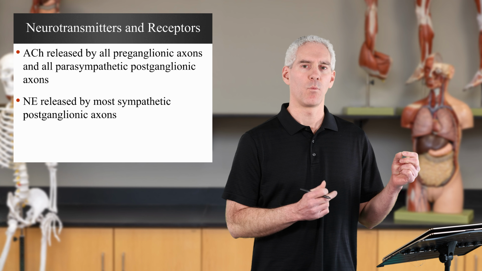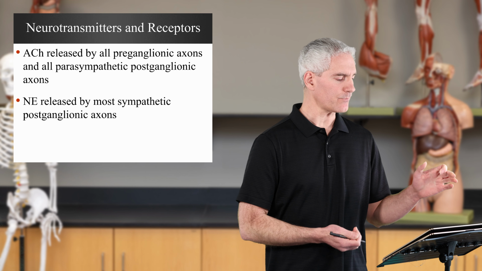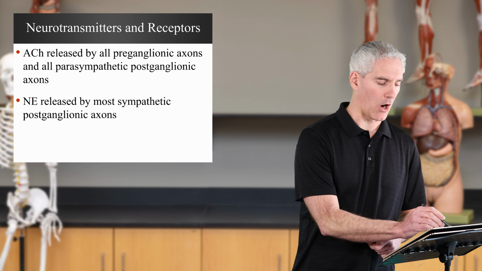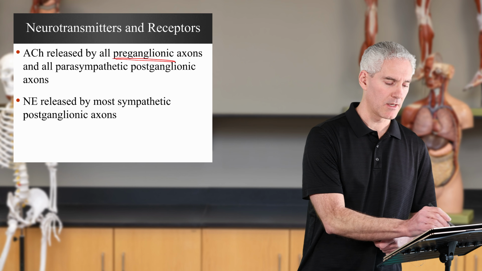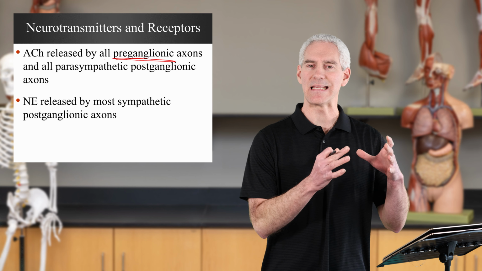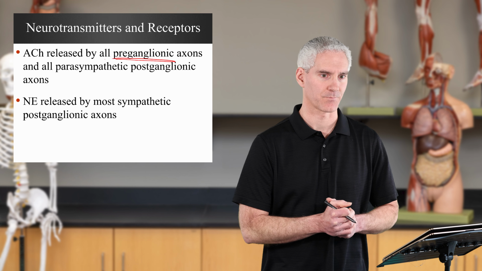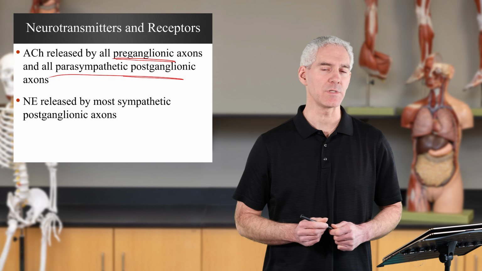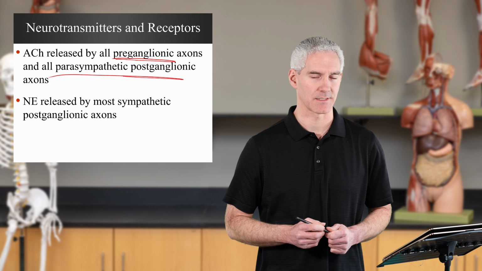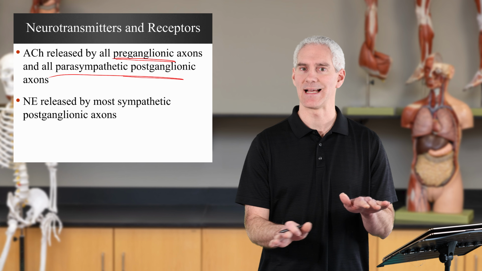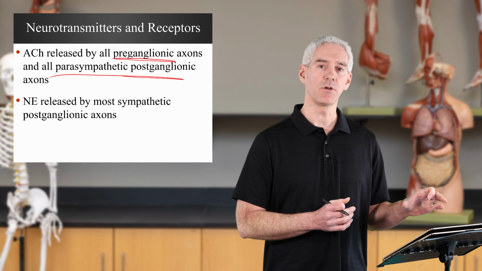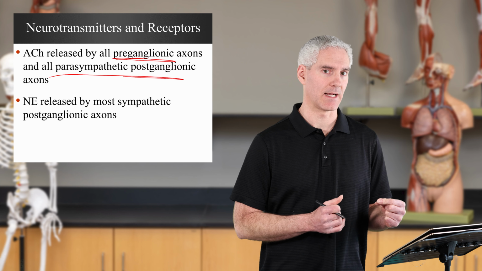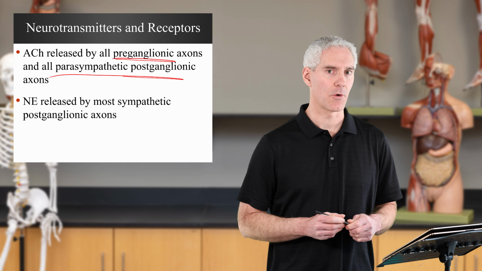So I'll first start off with where they are and where they're found. Acetylcholine is released by all preganglionic axons. So it doesn't matter if it's sympathetic or parasympathetic, acetylcholine is what's being released by that neuron. And it's also released by the parasympathetic postganglionic neurons. Now, that's only the parasympathetic. Sympathetic postganglionic do not release this. So acetylcholine: all preganglionic, and then parasympathetic postganglionic.